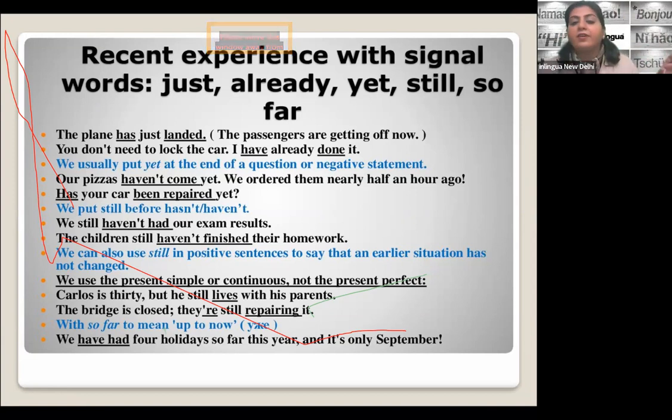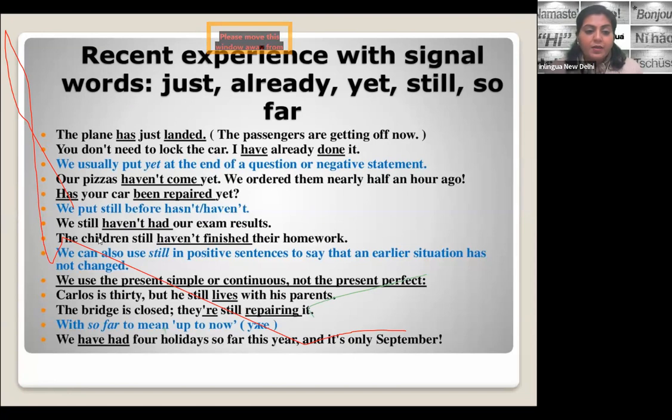We still haven't received or we still haven't got our exam results. The children still haven't finished their homework. Now, you may be wondering that both these sentences are negative sentences. And in the first part of this slide, I told you that we can use the word yet also for a negative sentence. So how do we change these sentences to negative?